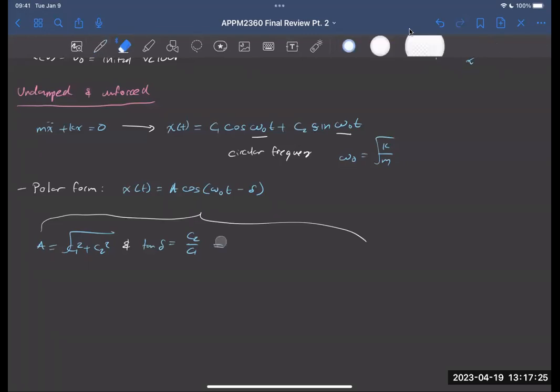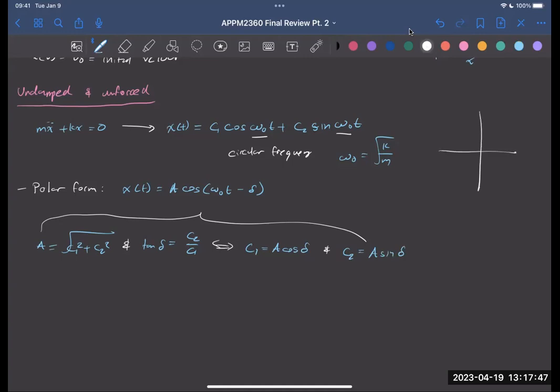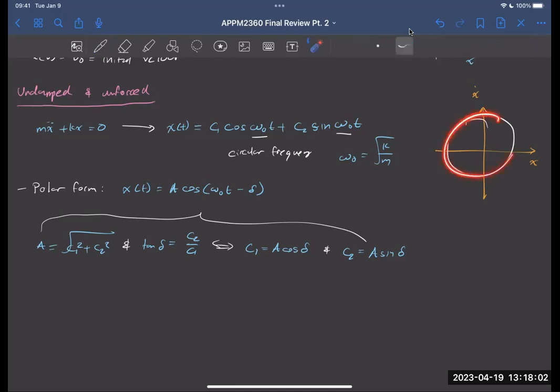And then you can convert between finding a and finding delta and determining c1 and c2, because c1, you can just invert this, is equal to a cosine of delta, and c2 is equal to a times sine of delta. And so if you take a look at your simple harmonic oscillator system in this phase space where our y-axis is defined by x dot and our x-axis is defined as x, an undamped, unforced oscillating system will just continue to loop around and around on the same track in phase space. There's no loss of energy to anything.